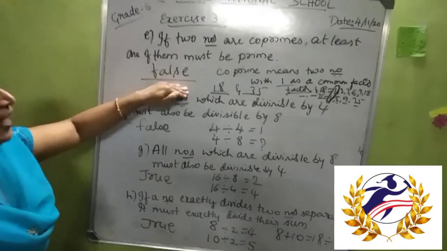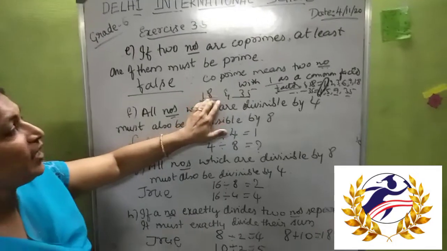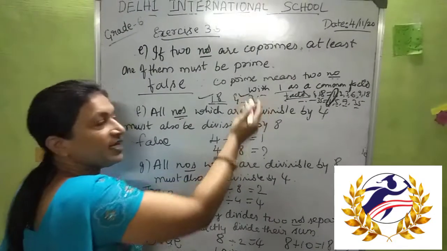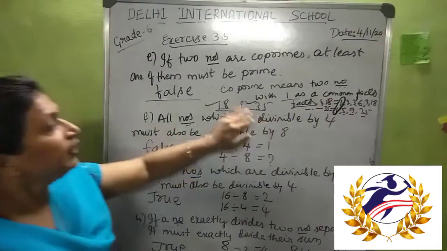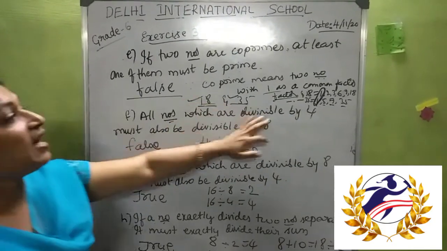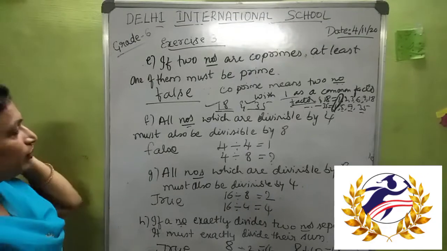They have given that if two numbers are co-primes, then at least one should be prime. 18 is not a prime number, 35 is not a prime number. They have many factors, isn't it? So they are not prime numbers, but they are co-primes. So this is about this problem.